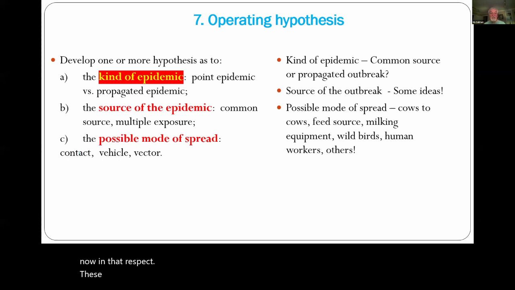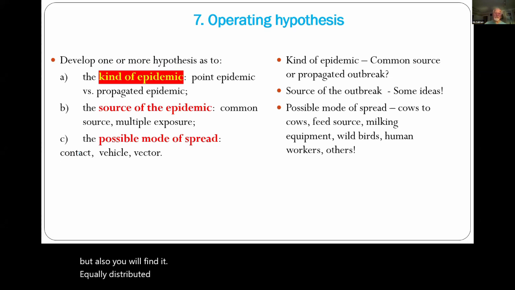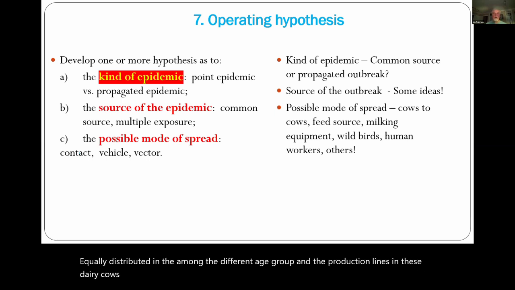These are, as I say, some of the ones I could identify. One thing is there was also some hypothesis like the virus was introduced through human workers, but that again cannot be sustained, because if they do that, then you will find it first of all among the workers, but also you will find it equally distributed among the different age groups and the production lines in these dairy cows.